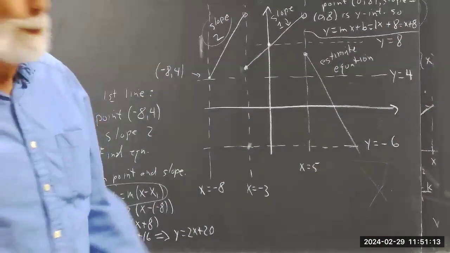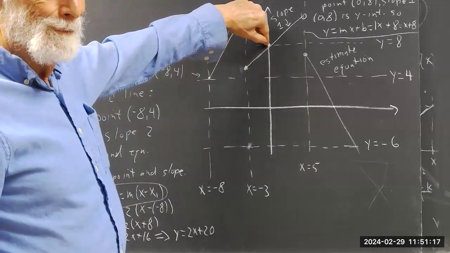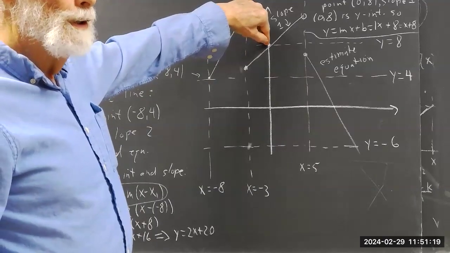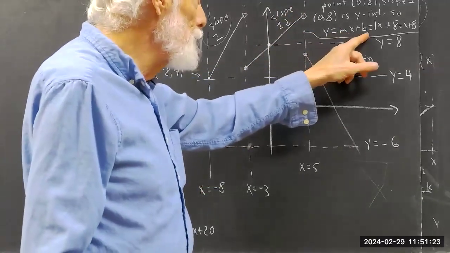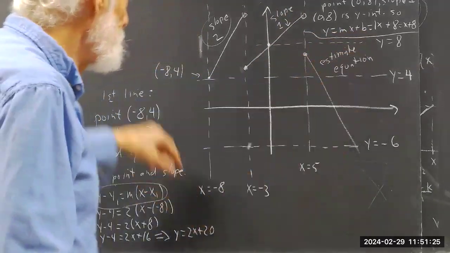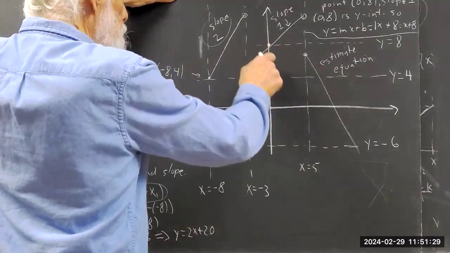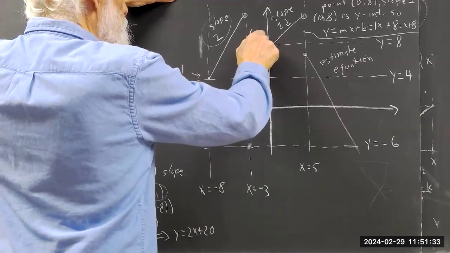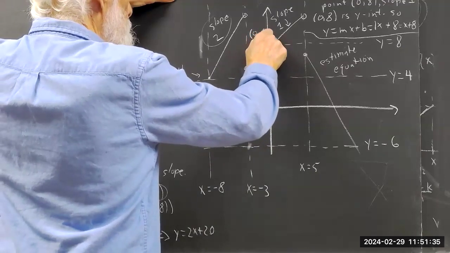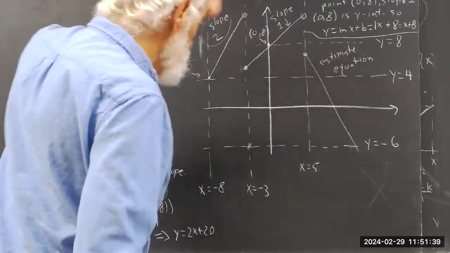Now, if you put it into the slope intercept form and solve for y, that's exactly what you're going to get. But if you recognize that you have the y-intercept here, then you don't need to use the point slope form. You just use the slope intercept form. So putting the information that we know on this graph, this point is 0, 8, y equals 8. Okay.